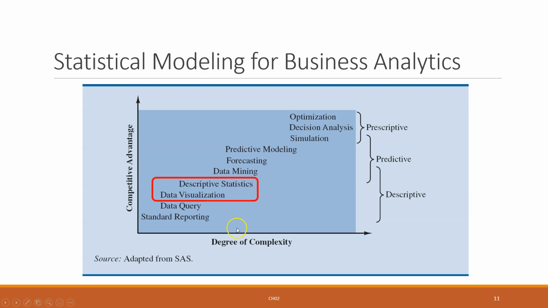And also, descriptive analytics and data visualization is considered to be low in complexity. If you're a business, it may not give you that much competitive advantage as some of these other tools that are in the upper right-hand corner. So descriptive analytics kind of sits in this area. And then as you move up to predictive and prescriptive, you increase the complexity, and you also increase the competitive advantage that these types of tools will provide a business.